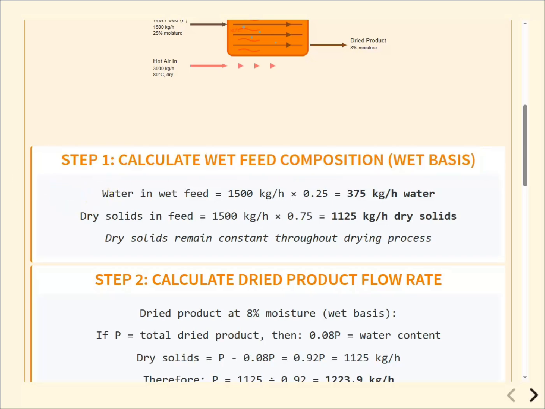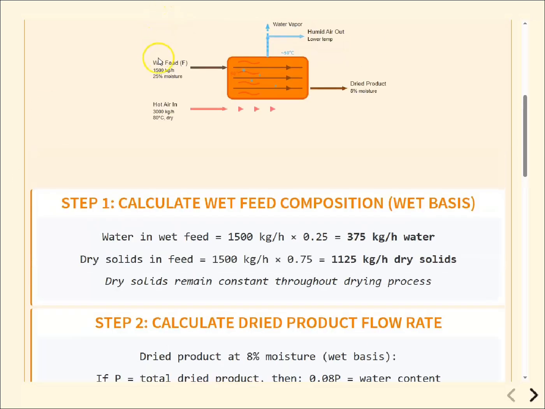So we have 1500 kilograms per hour of wet wheat entering the dryer at 25% moisture on wet basis. So water in feed equals 1500 times 0.25, so that will be 375 kg per hour of water. So this is the water we need to remove to reach our target moisture content.